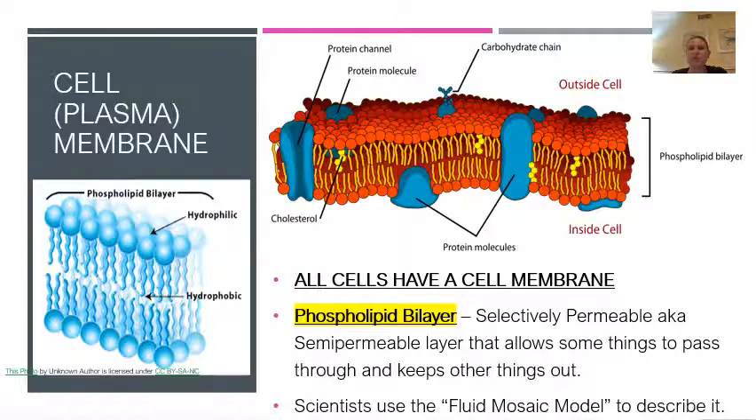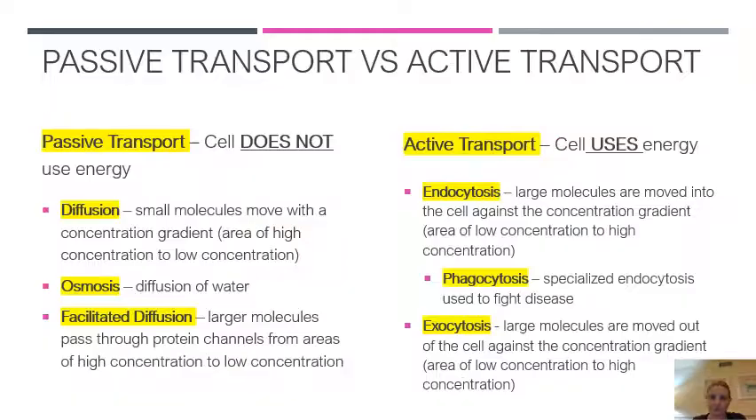Scientists use this thing called the fluid mosaic model to describe the cell membrane because it kind of jiggles a little bit because it's made out of phospholipids. Lipids are fat, so they move a little bit. And then it's got a bunch of other little things, little protein channels and all sorts of stuff in those phospholipids that allow things to pass through.